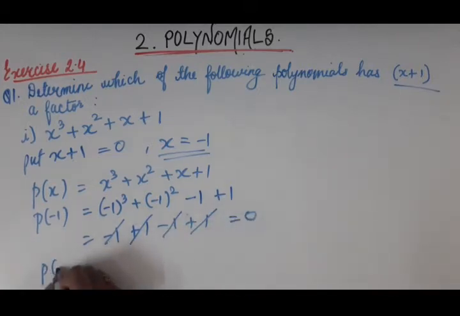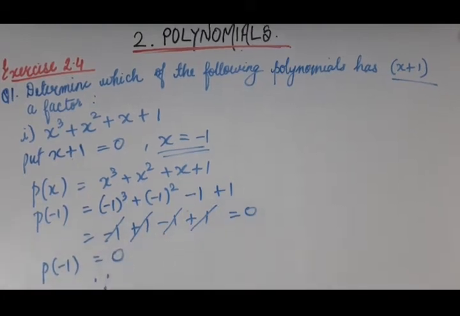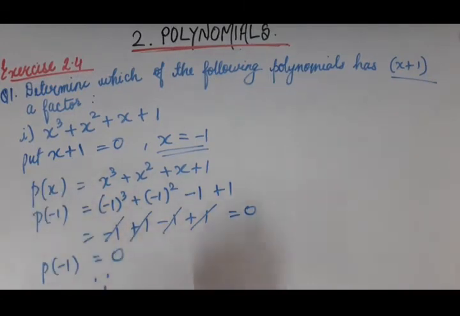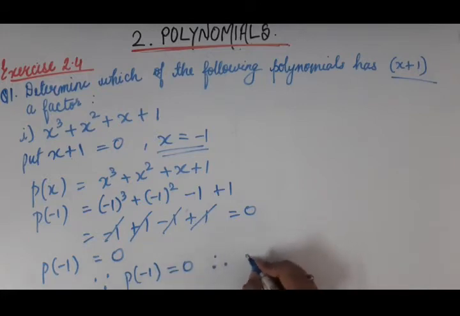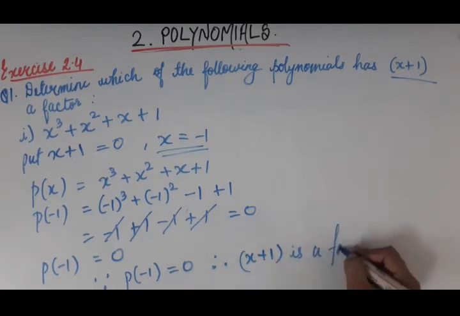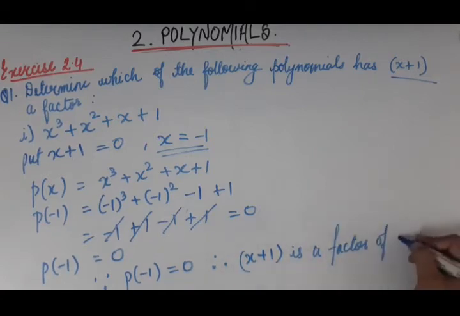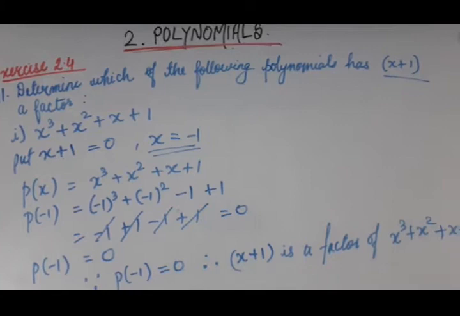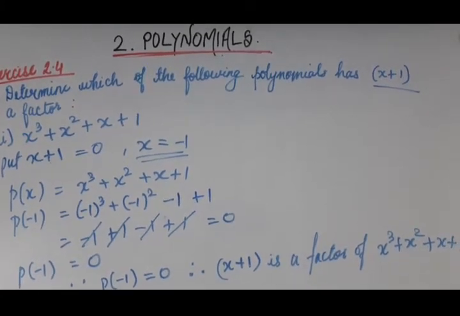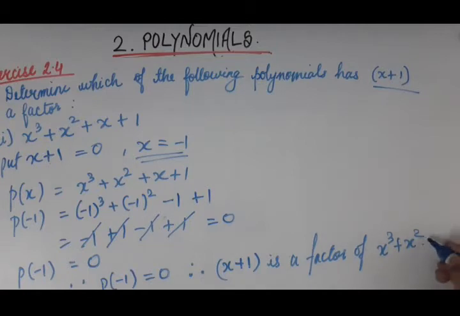Okay, so p of minus 1 equals 0, since p of minus 1 equal to 0, therefore x plus 1 is a factor of x cube plus x square plus x plus 1. Okay, like this you should end your answer. So let us move to the next question.